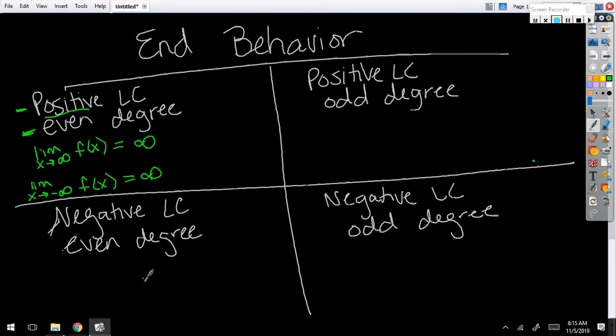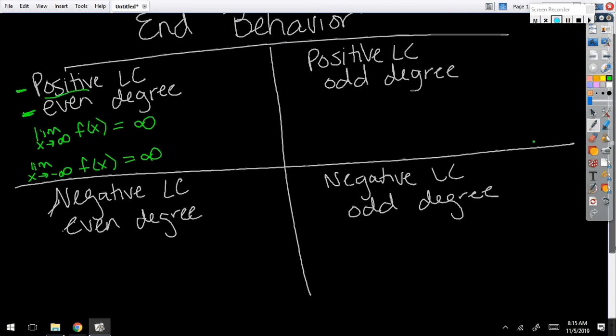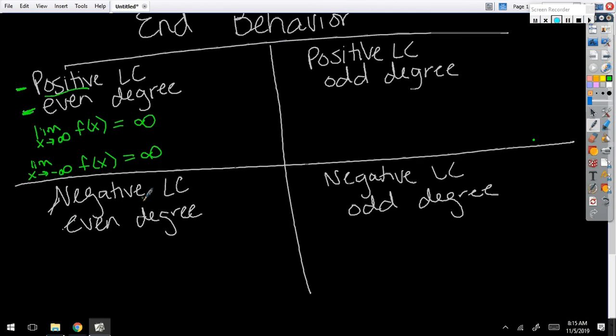Let's go down here. Let's do the opposite of that. So a negative leading coefficient with an even degree, so both ends are going to go down, right? So the limit as x approaches infinity, this time both ends are going to go down.